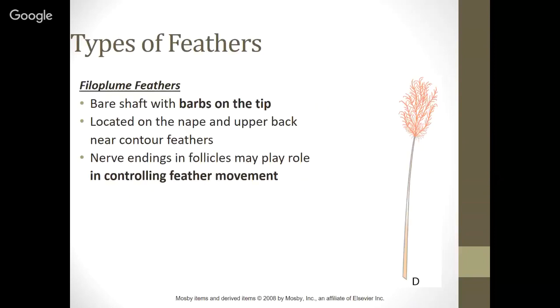Then we have filoplume. So we had contour, semi-plume, down feathers, and filoplume feathers. This is a bare shaft with barbs just on the tip, and these are located on the nape and upper back near the contour feathers. These may have nerve endings in the follicle that can play a role in controlling feather movement. So they're kind of there to sense where the feathers are and perhaps where the feathers need to go in order to change direction.